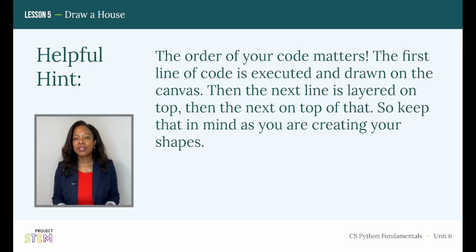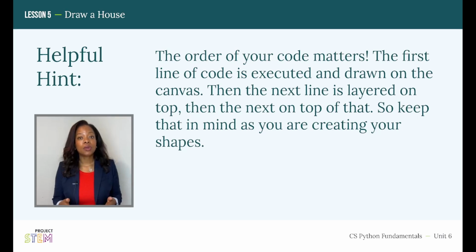So how are these objects layered? The first line of code is executed and drawn on the canvas. Then the next line is layered on top. Then the next on top of that. So keep that in mind as you are creating your shapes. Okay, now let's swap those 2 lines back.